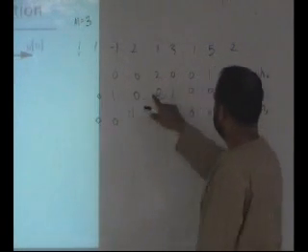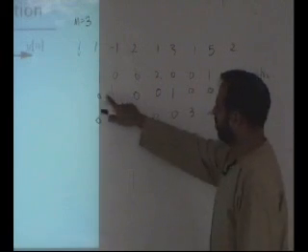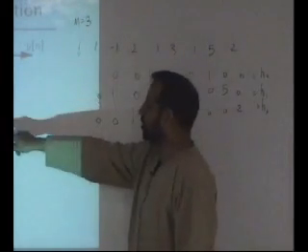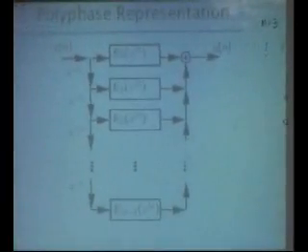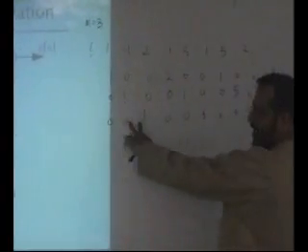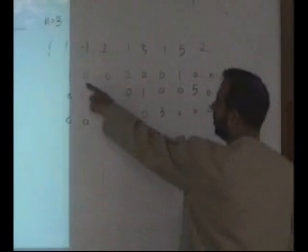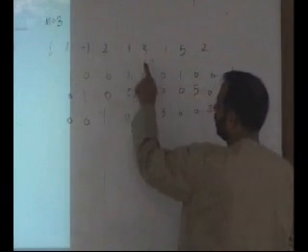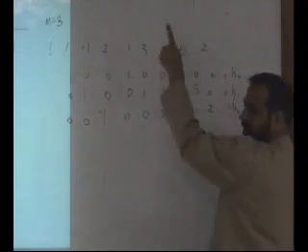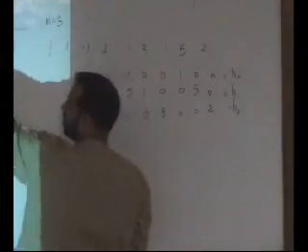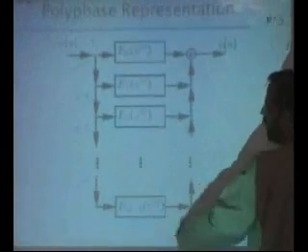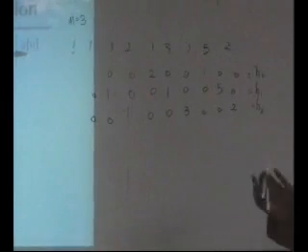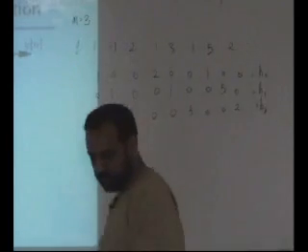z inverse E1(z^M) is this. z inverse means first you need to put a 0 and then this. z^-2 E2(z^M) is this. You need to put 2 zeros and then this. So if you take the z transform of this, you have 1 plus 2z^-3 plus z^-6. So it will always come in powers of M. Okay, so these are two equivalent representations of polyphase decomposition.